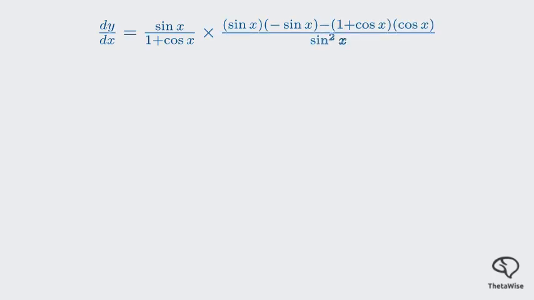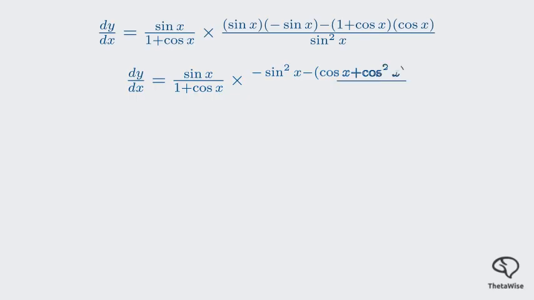Now we substitute these into our chain rule equation. The first part simplifies to sine x over 1 plus cosine x. The second part is the result of applying the quotient rule. We have the derivative of the inside function. The first term is sine x times negative sine x, and the second term is negative of the product of 1 plus cosine x and cosine x, all over sine x squared.